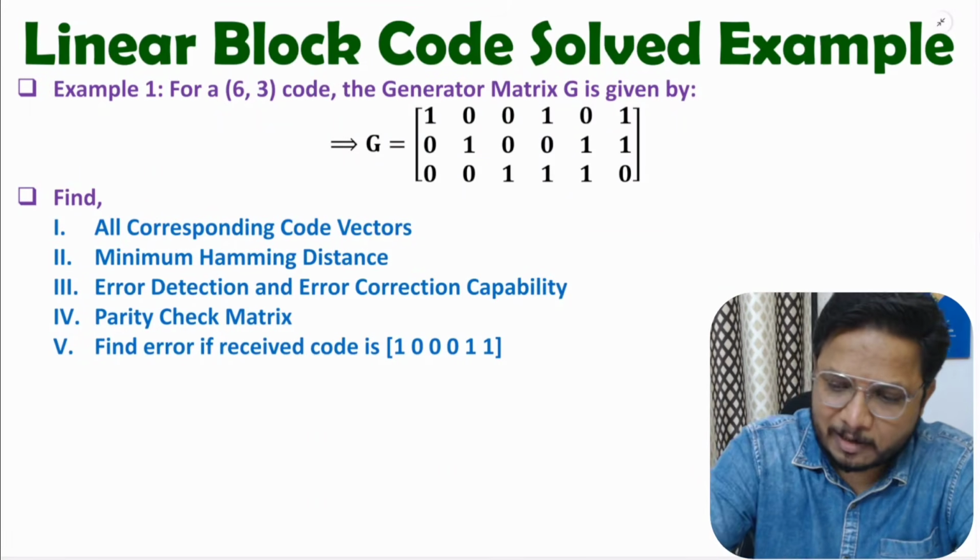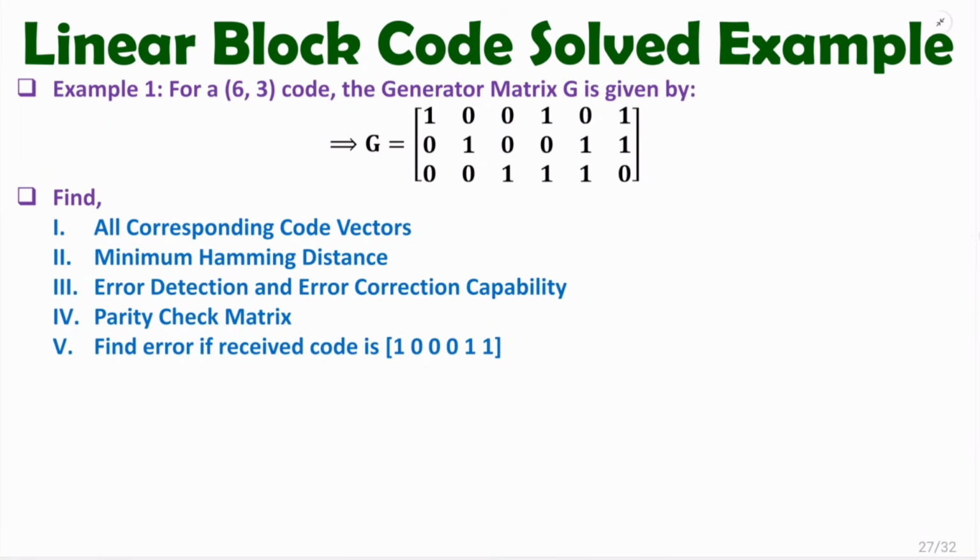So let me explain the question first. See here in the question, we have a (6,3) block code. What it means? It means here we have n, that is 6. N is the total bits in the given code and k is the information bits, that is 3. Here we have been given the generator matrix G.